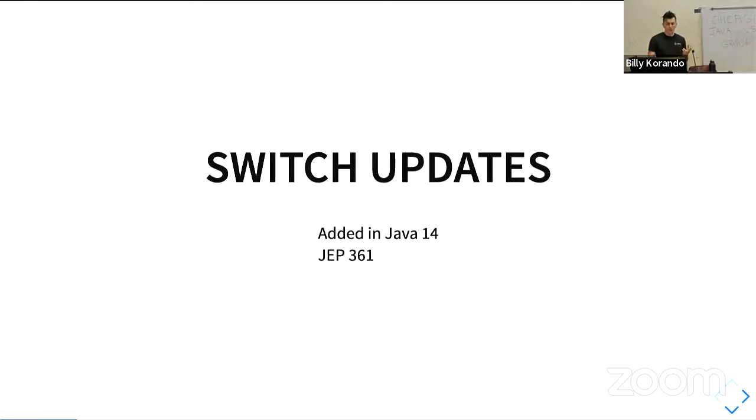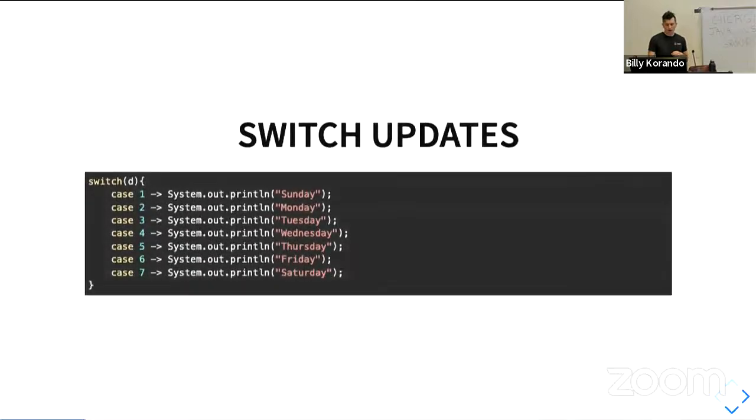Along with that are updates to switch. These were added in Java 14, JEP 361. The changes include the new arrow syntax. So now if you match on a case, only the code to the right of this arrow is executed, because with the switch syntax with the colon, which is still completely valid, you're not going to have to update that or anything like that.